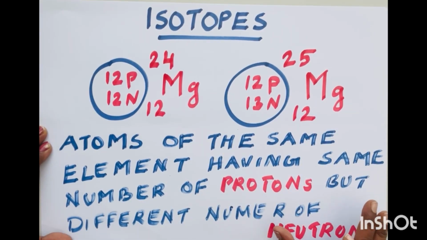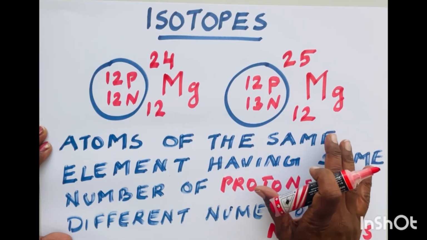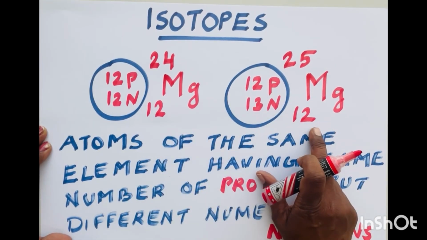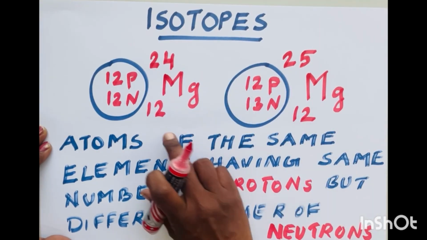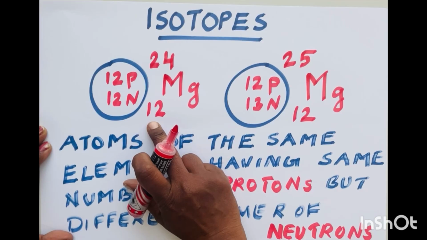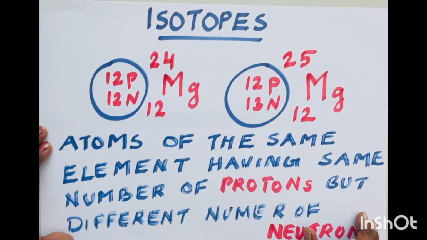In nature, almost all the elements have multiple isotopes. That means the number of protons will be the same and their number of neutrons will be different. Or we can say that they have the same atomic number but different mass numbers.